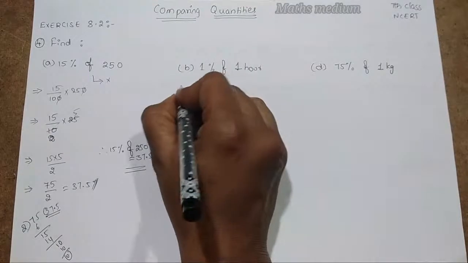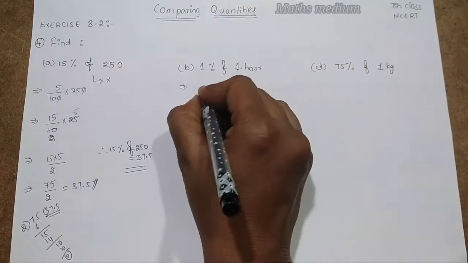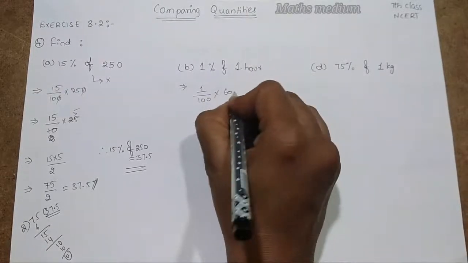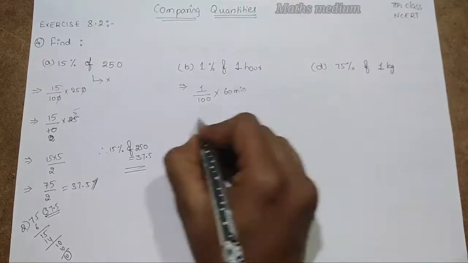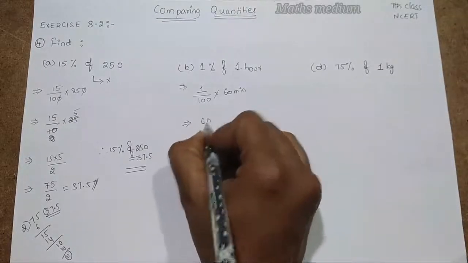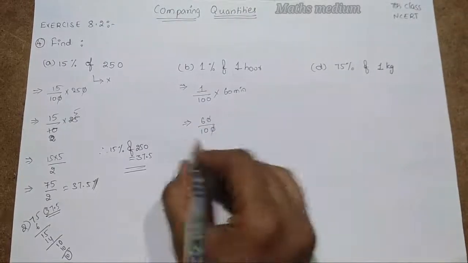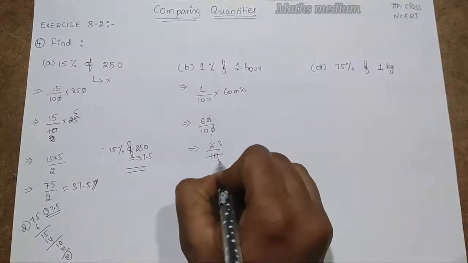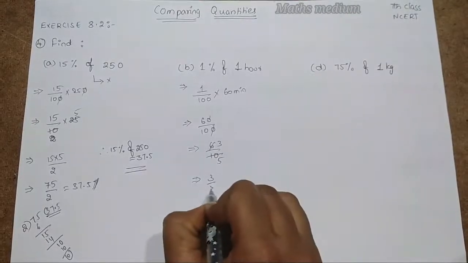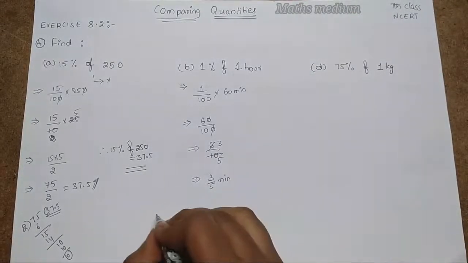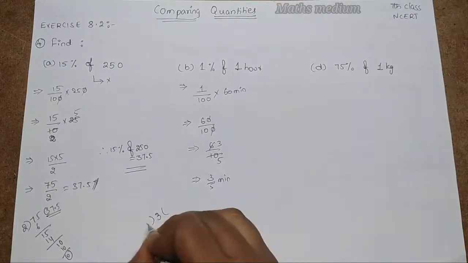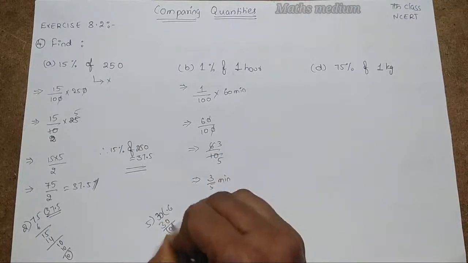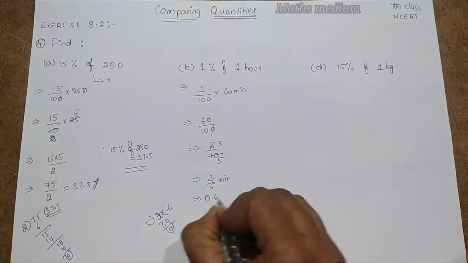If you take this one, B, 1% of 1 hour. 1% means 1 by 100 into 1 hour means we know that 60 minutes. Right? Now 60 by 100. 0 0 gets cancelled. Now 6 by 10. Here 2 3s are 6, 2 5s are 10. It means 3 by 5 minutes. Or else write 3 here and 5 here. Put a point 0. 5 6s are 30. Get 0. It means 0.6 minutes.